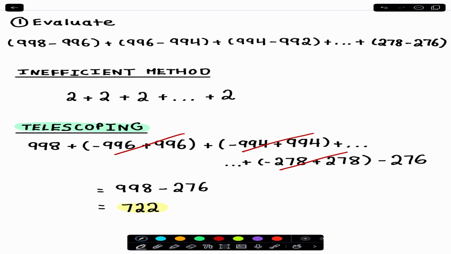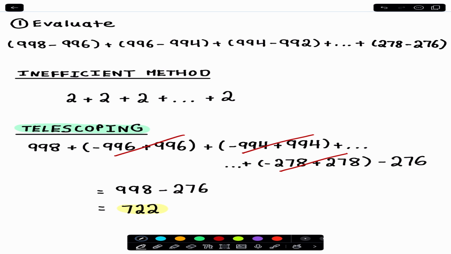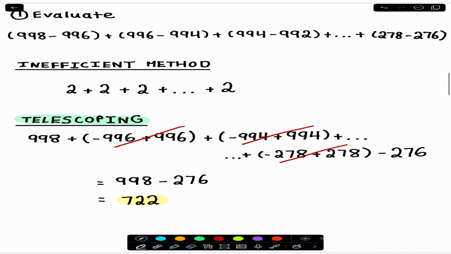Anyways, now that you've seen it in action, I think you like that a lot more. You can appreciate the power of telescoping. Correct? That was question number 1. Let's get to question number 2.